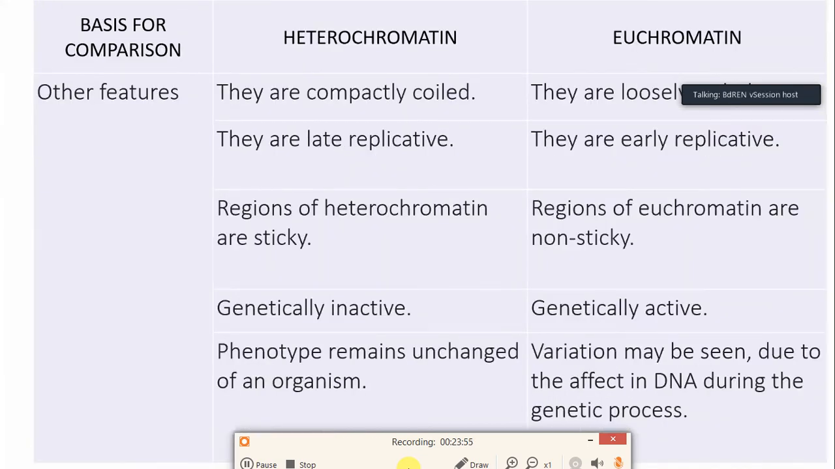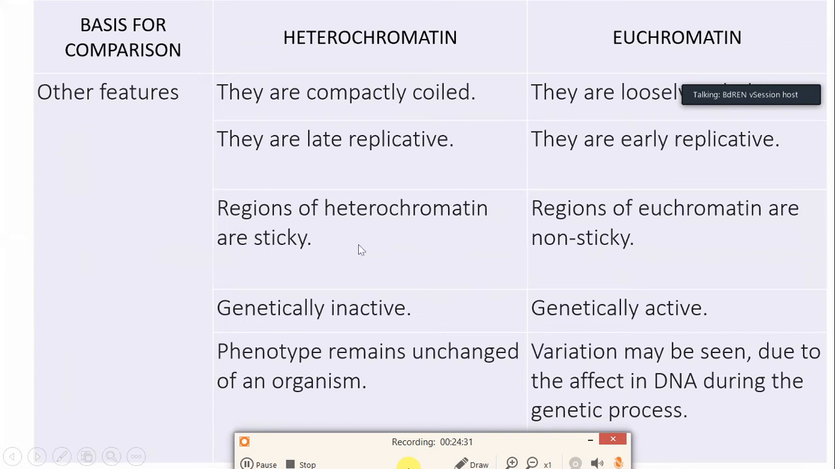Okay, other features. About the coiling, they are compactly coiled, they are loosely coiled, as we have seen with the 3 and 5 histone protein and the coil also. They are late replicating, they are early replicating, as they are in a favorable condition, eukaryotic, and they start the replication earlier, and the heterochromatin are tightly packed. That's why they take some time to reorganize, and that's why they are late replicative.